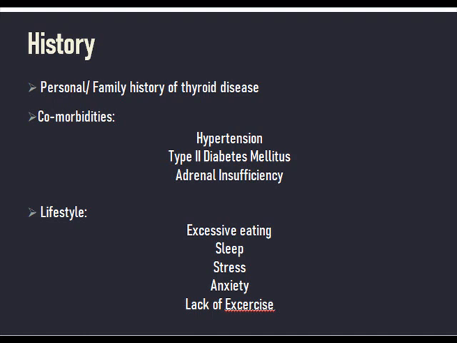Since Hashimoto's thyroiditis is an autoimmune disorder, this means that it is likely caused by a mutation at the genetic level and runs in the generations, which is why family history is required. Multiple diseases are linked to Hashimoto's, including hypertension, type 2 diabetes mellitus, adrenal insufficiency.